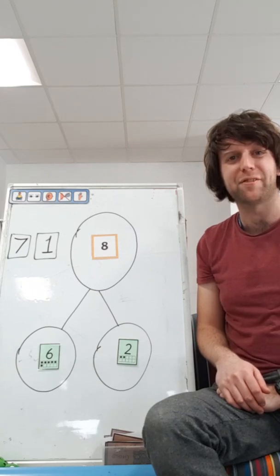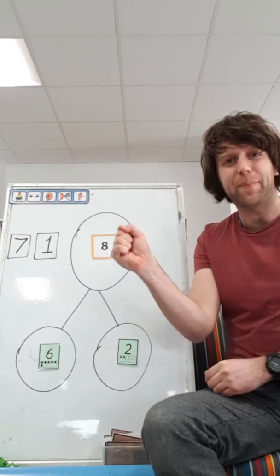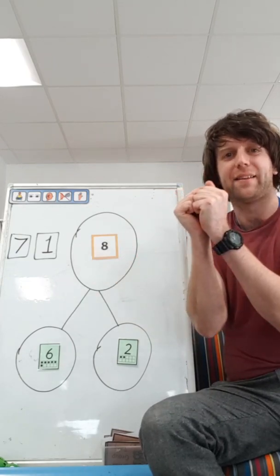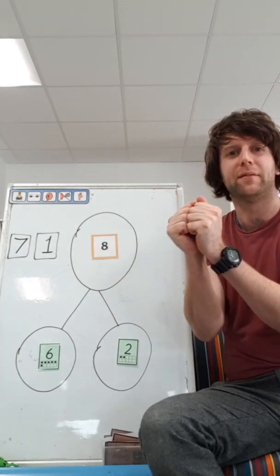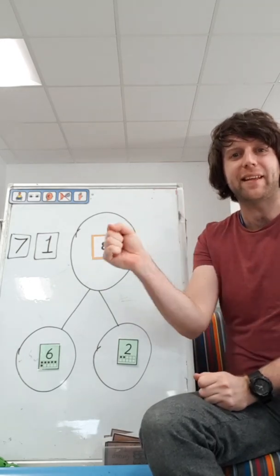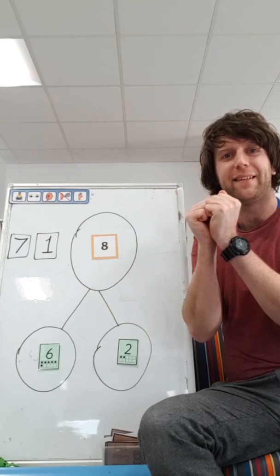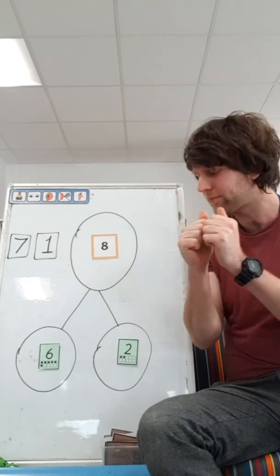Sing this together then, children. 6 is the part, 2 is the part, 8 is the whole amount. Let's do that again. 6 is a part, 2 is a part, and 8 is the whole amount.